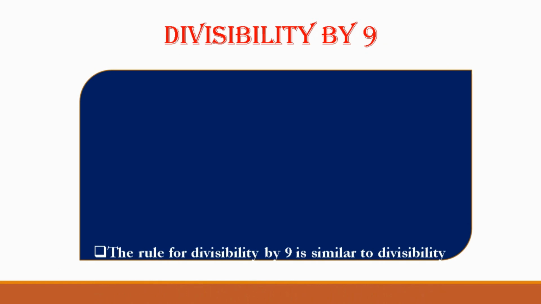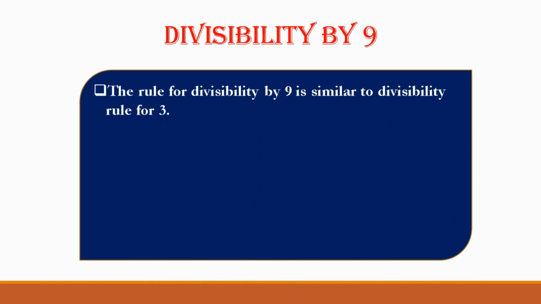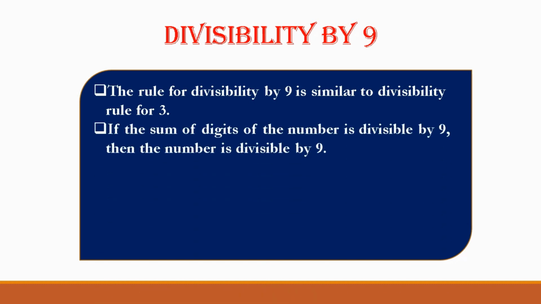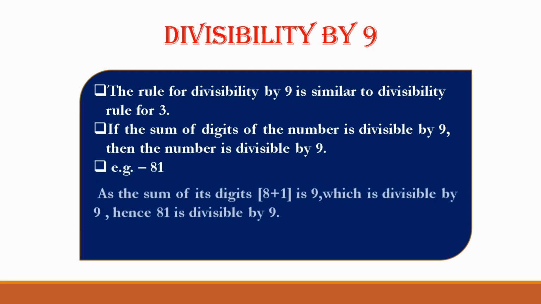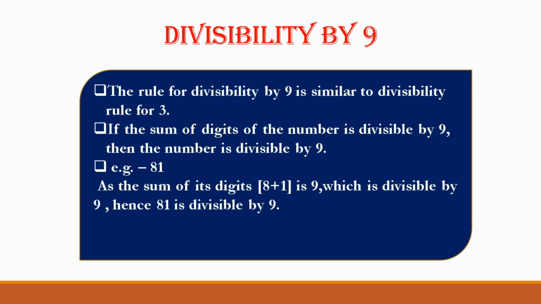Divisibility by 9. The rule for divisibility by 9 is similar to the divisibility rule for 3. If the sum of digits of the number is divisible by 9, then the number is divisible by 9. For example, 81. As the sum of its digits, that is 8 plus 1, equals 9, which is divisible by 9, the number 81 is divisible by 9. Here you can see the number divisible by 9 is also divisible by 3, as the rule says.